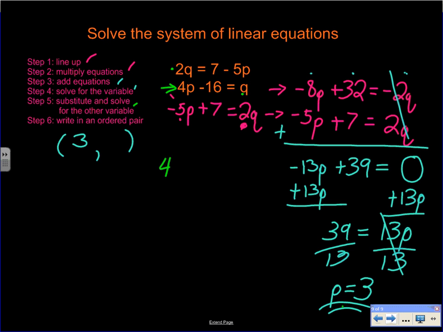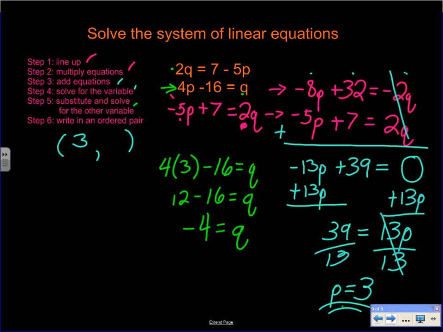So 4 times P, in our case, we already know it's 3. 4 times P minus 16 is equal to Q. 4 times 3 is 12 minus 16. That's equal to Q, and 12 minus 16 is negative 4. So negative 4 is Q. These two linear equations intersect at (3, negative 4). That is the solution of the system of linear equations.